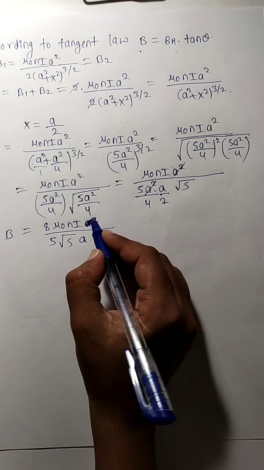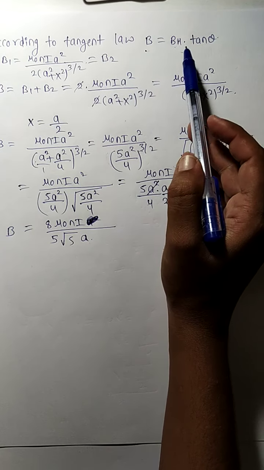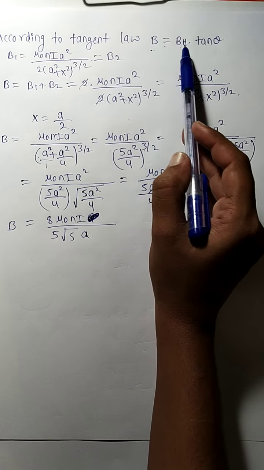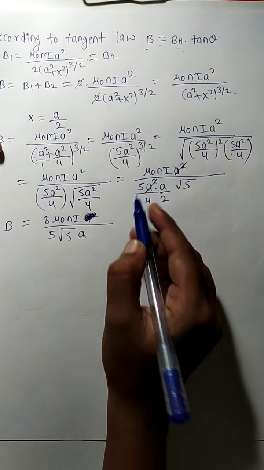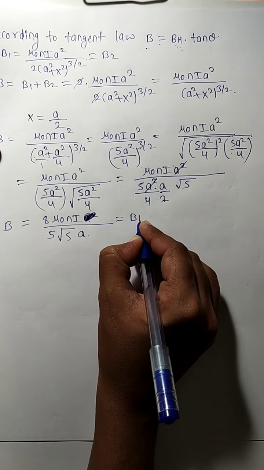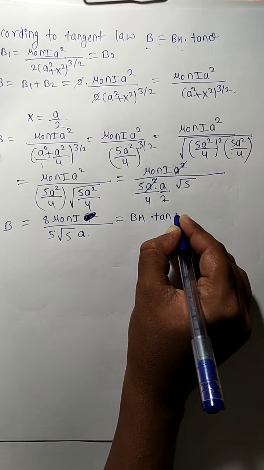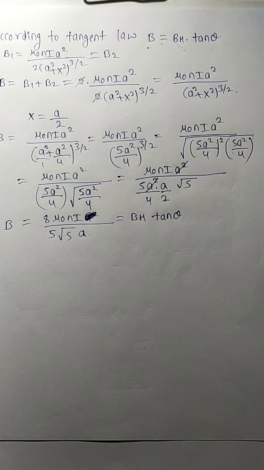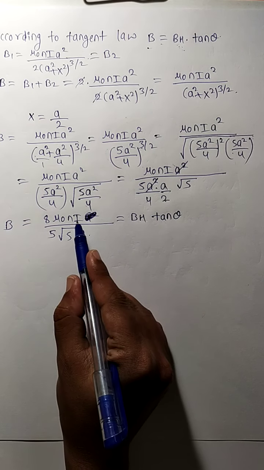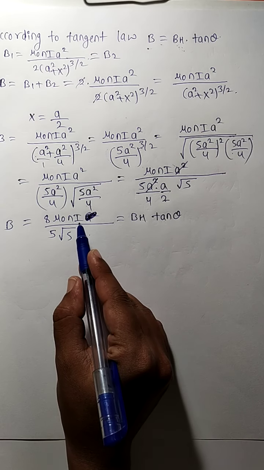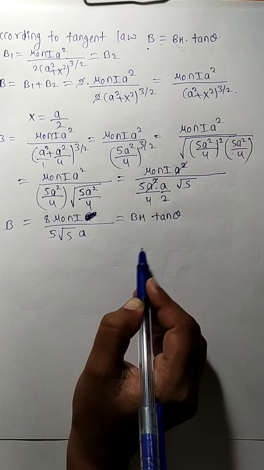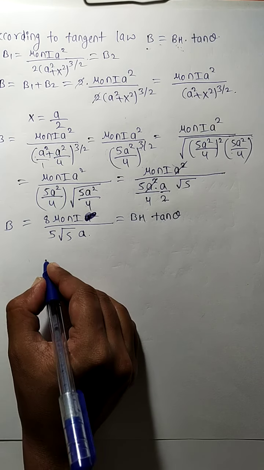So this is B, we got, and according to the tangent law we know B is equal to BH tan theta. BH tan theta we got. Now we are finding the current value, so I should transfer all those things to this side. What would I get?